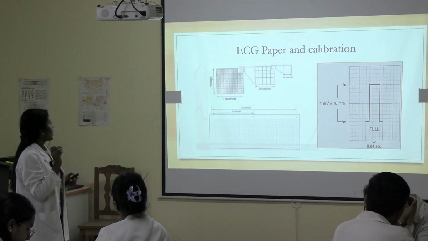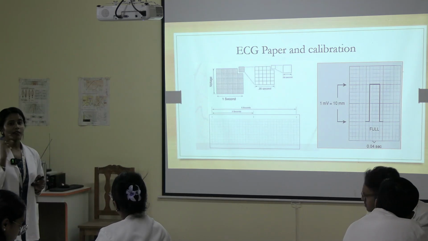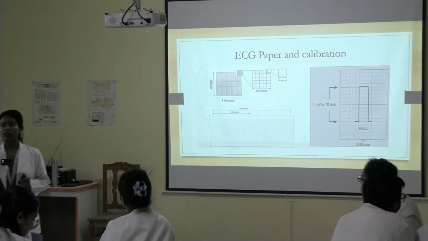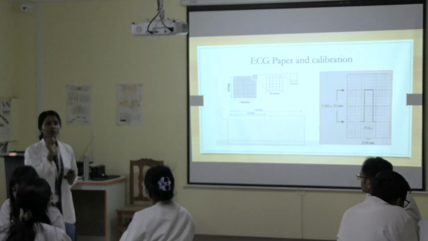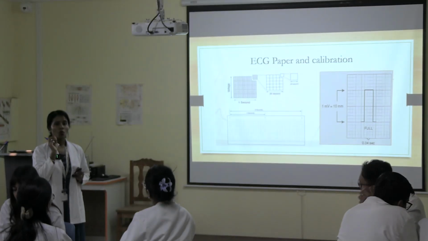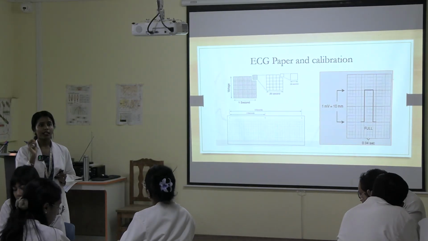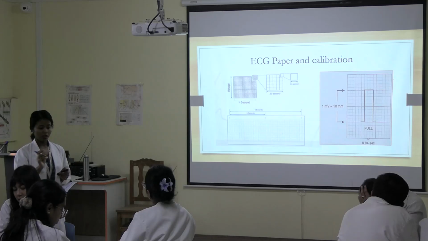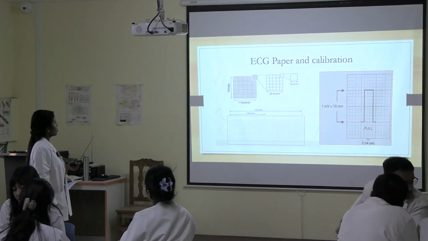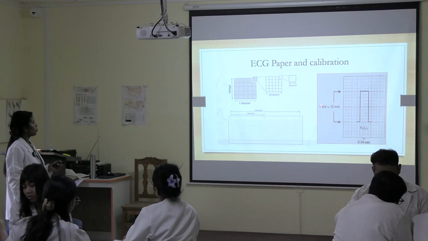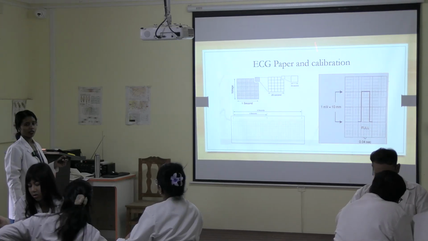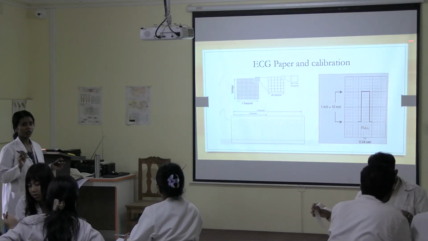Okay, so from here you can have an idea of the duration of one small box. The amplitude will be 0.1 millivolt. That is the amplitude of one small box. Okay, so one small box duration is 0.04. The amplitude will be along the y-axis, that will be 0.1 millivolt.